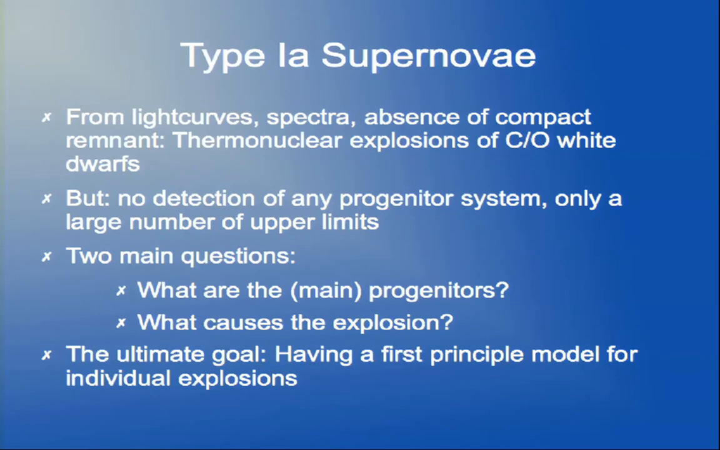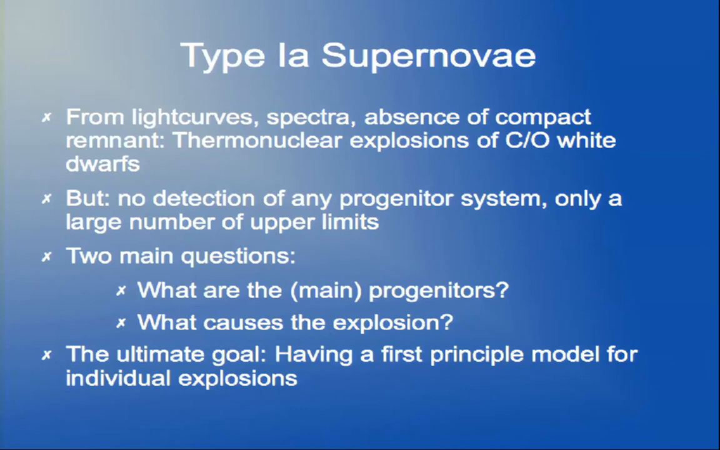One of the reasons that we are quite sure they are not of core collapse origin, but have to be powered by thermonuclear reactions, is that there is no compact remnant in the remnants of Type Ia supernovae, so there is no neutron star or black hole, so the energy can't come from collapse. However, in contrast to core collapse supernovae, there is no detection of any progenitor system yet. There is a large number of upper limits, and with the recent supernova 2011fe that was quite close, these limits got much better, but they're still only limits.